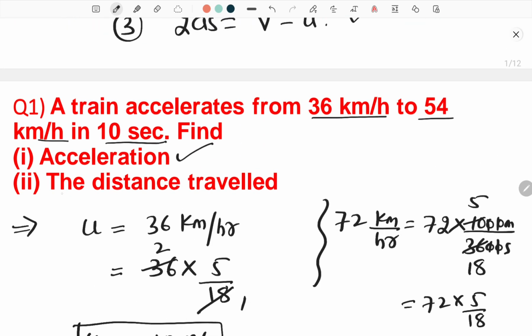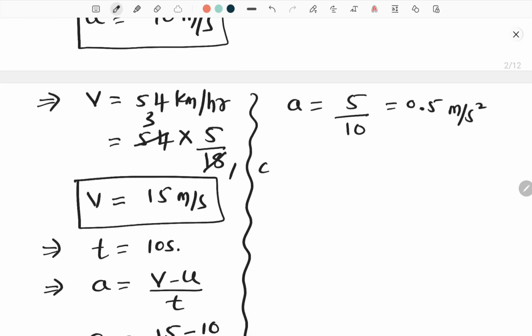The first thing is taken care of. Now they are asking about distance traveled. Let us find out the second one. Distance traveled, as in displacement only. So you can use s = ut + half at square. Otherwise, you can use 2as = v square minus u square. That is also fine. Whichever you want, you can use. There is no issue in that.